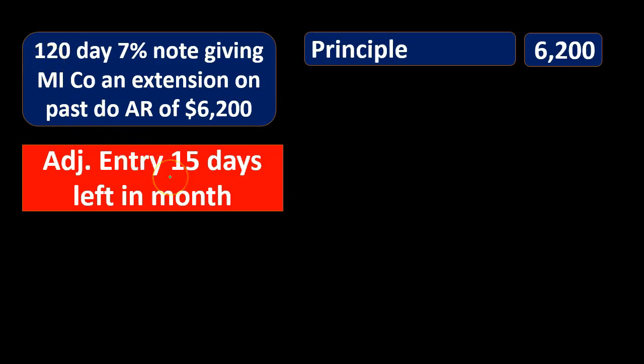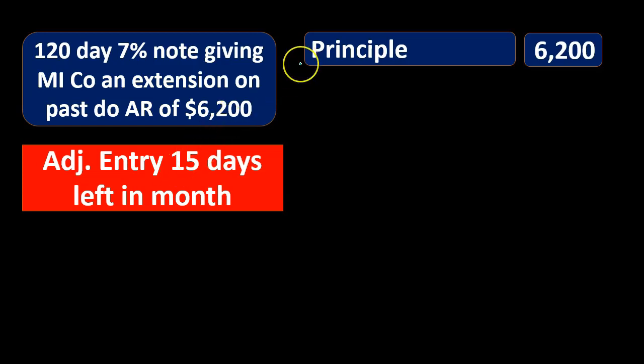There's 15 days left in the month, let's say the month of December. There's 15 days left in the month, and we need to record then the fact that we generated revenue over that 15 days, interest revenue, even though we're not going to get the money till next year, next month, after the cutoff date. So we'll have to do an adjusting entry in that case.